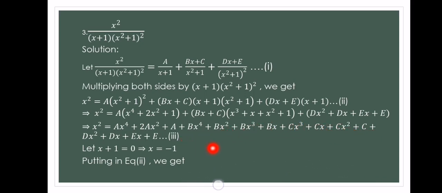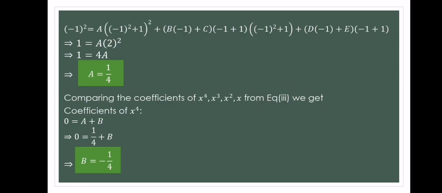Since we have a linear factor with us, we can apply the zeros method once. So let x plus 1 is equal to 0. This implies that x is equal to minus 1. Putting x is equal to minus 1 in equation number 2, we just get (minus 1) square is equal to a into ((minus 1) square plus 1) whole square plus (b into minus 1 plus c) into (minus 1 plus 1) into ((minus 1) square plus 1) plus (d into minus 1 plus e) into (minus 1 plus 1), and we will get a is equal to 1 by 4 if we divide 4 on both sides.